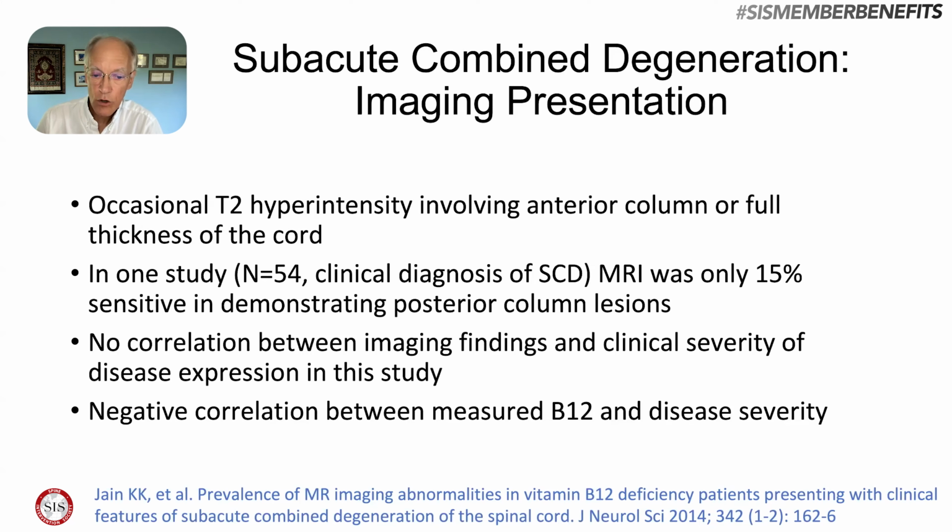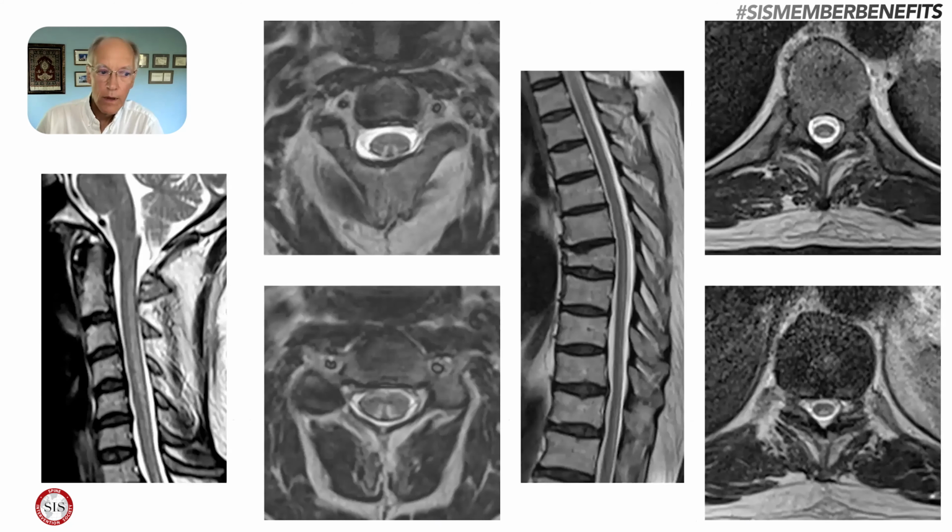In that cohort of patients, there was no correlation between the imaging findings and the clinical severity of disease expression. But there was a clear-cut negative correlation between the measured B12 levels and the disease severity. Low B12, bad disease. Just to review our case, here we have the characteristic findings of T2 hyperintensity in the dorsal columns, some extension laterally, and in the thoracic area, these little dots of T2 hyperintensity, the little binocular sign.